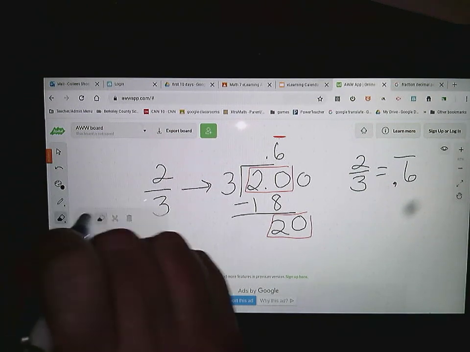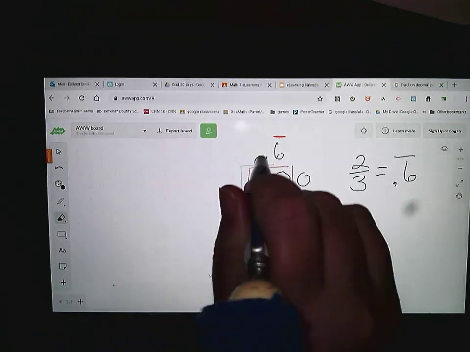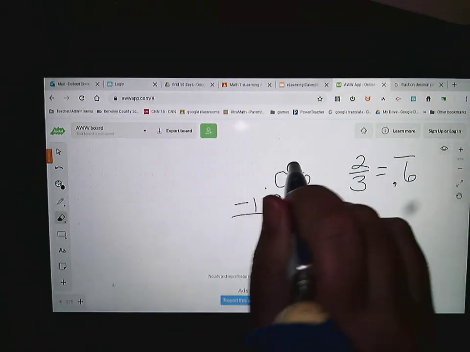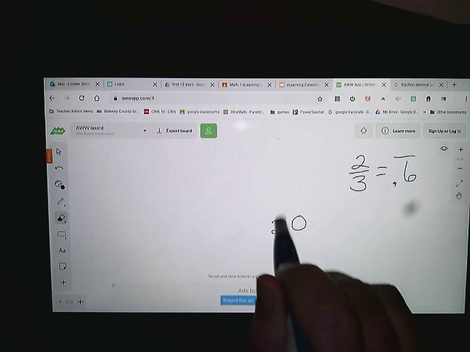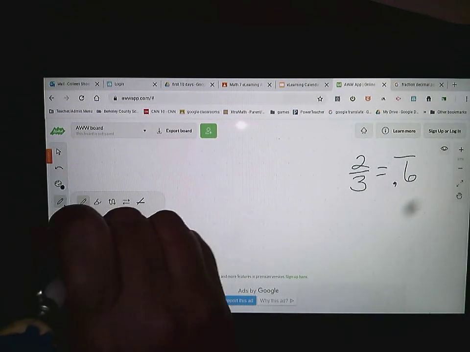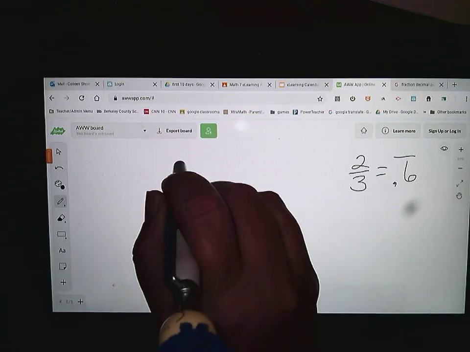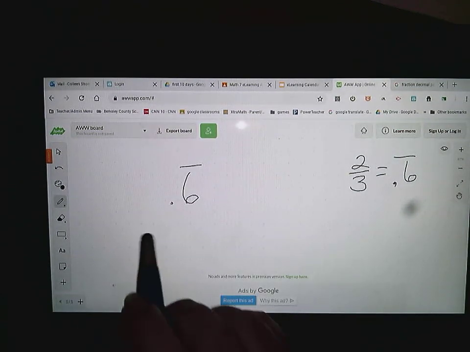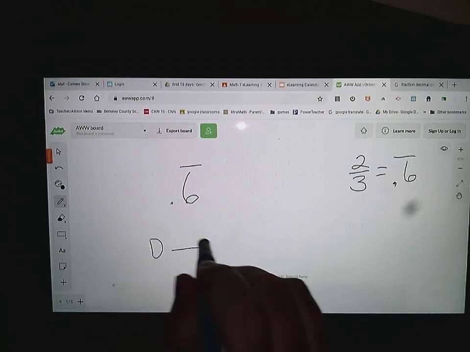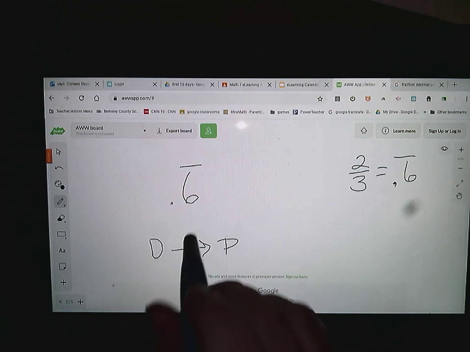Now how do I write that as a percent then? What do I do if I have something that's repeating and I want to write it as a percent? I'm going to do the same as I did before. If I have 0.6 repeating and I want to go from a decimal to a percent, I'm just going to take that decimal and move it 2 places.